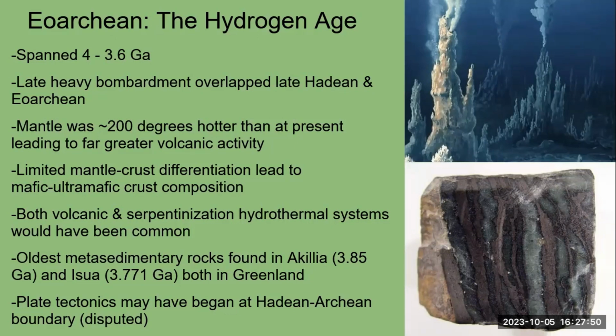The crust and mantle had little time to chemically differentiate, so the crust itself would have been composed of mafic and ultramafic rocks. Both volcanic and serpentinizing vents were abundant on the seafloor. The oldest metasedimentary rocks, those between sedimentary and metamorphic, are dated from this time, with the oldest being found in Aquileia at 3.85 billion years old and Isua at 3.771 billion years old. Plate tectonics may have begun at the Hadean-Archean boundary, but this is disputed.